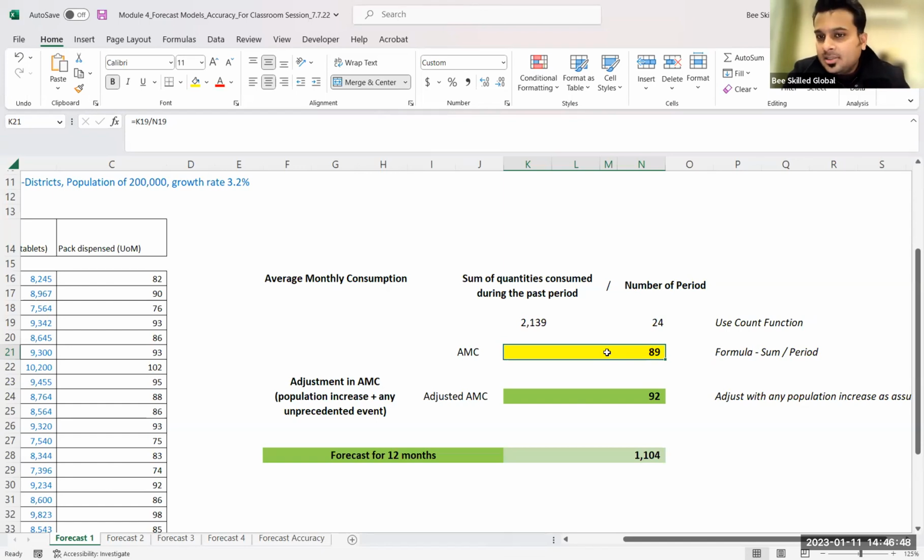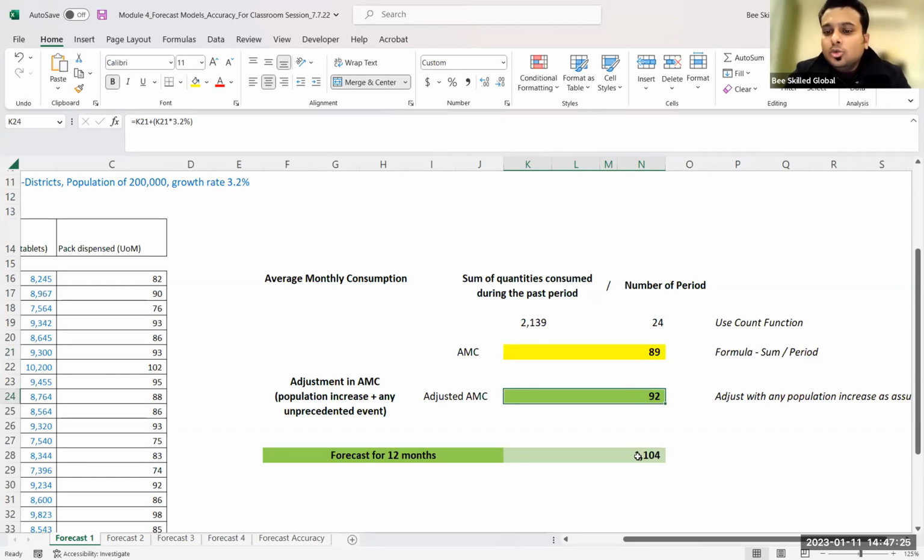We don't know yet, but we are utilizing this because we think the consumption trend may increase in future, since there will be more people. As there are more people, there may be more infections or whatever that is. So it's just an assumption, and there can be any number of assumptions that are relevant and logical for that geography. So we take that proxy of 3.2% and add it to our average monthly consumption of 89. When we add 3.2%, it becomes 92.